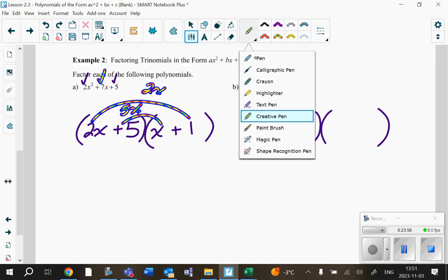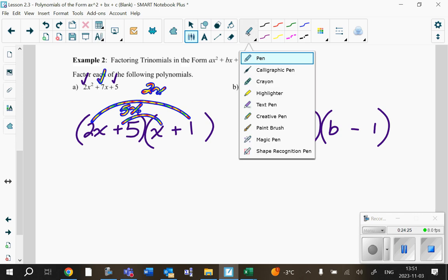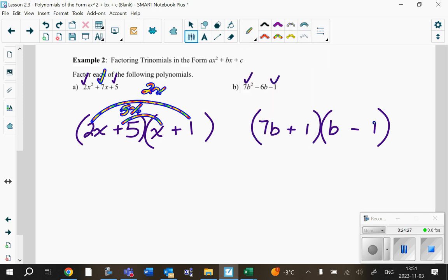First two terms have to be 7b and b. I actually know what the numbers have to be. Yeah, they have to be ones. And then one is plus and one is minus. The question is, which one? Okay, let's try plus minus. We know this works. Minus 7b, positive b is minus 6b. All good.